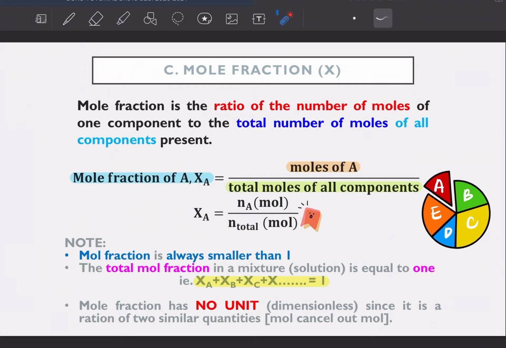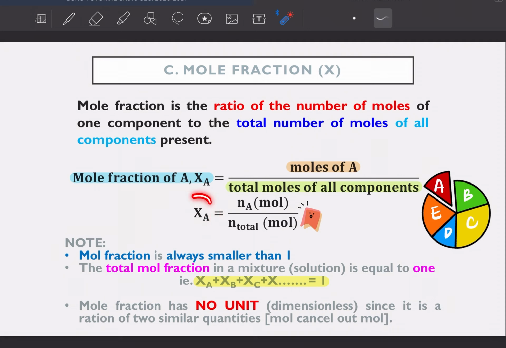Okay, so for mole fraction, I think you've learned this in Form 5, but we'll just refresh juga. So mole fraction is the ratio of the number of moles of one component to the total number of moles of all components present. So dalam bentuk formula, it looks like this. So you have the mole of A, one of the components in your total component, okay, over the mole of total. So XA ni, this is the expression for mole fraction lah.